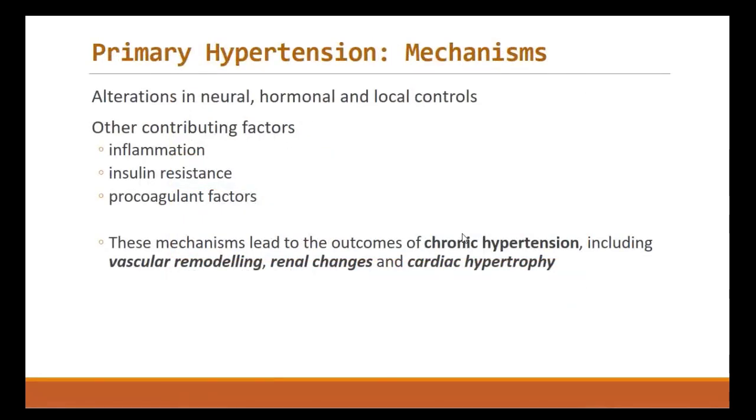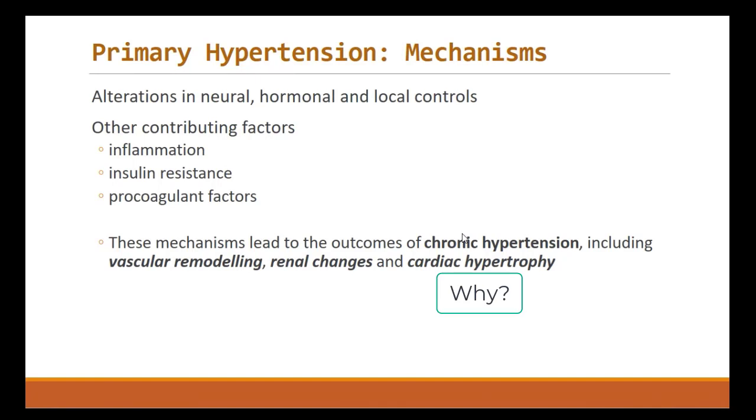What are the mechanisms of primary hypertension? It is a result of alterations in neural, hormonal, and local controls. Other contributing factors could be inflammation, insulin resistance, or procoagulant factors. So all these mechanisms will lead to the outcome of chronic hypertension. When hypertension is there for a long time, this would lead to some permanent changes. So there would be vascular remodeling, there would be renal changes, and there will be cardiac hypertrophy, right?